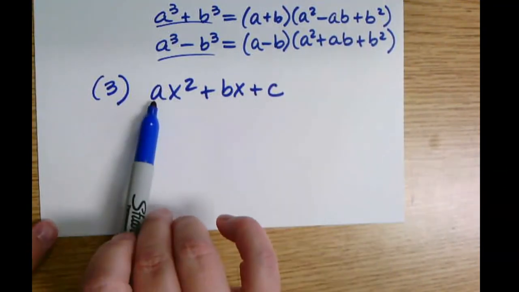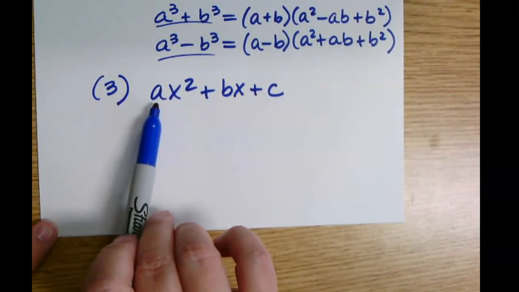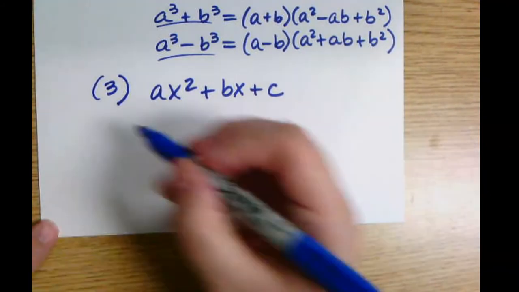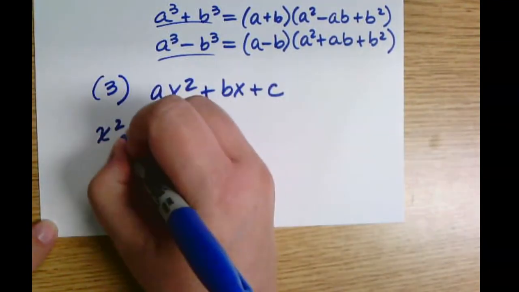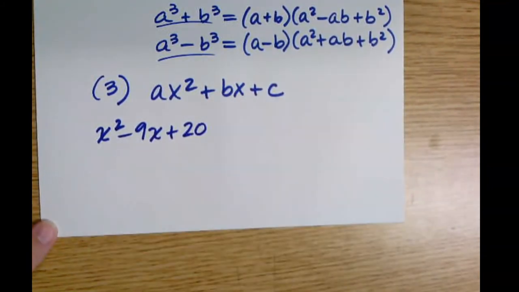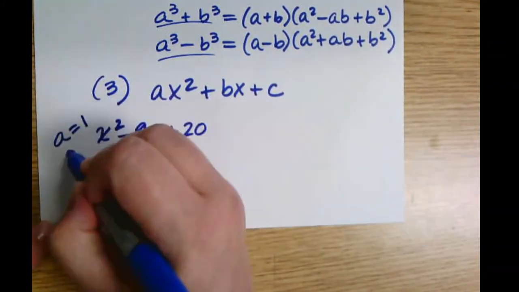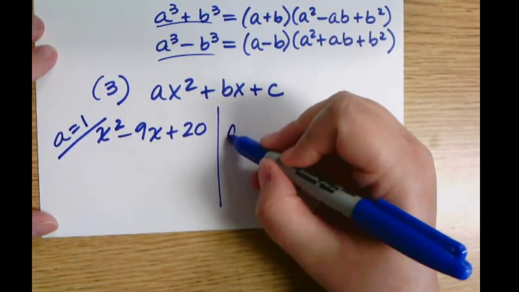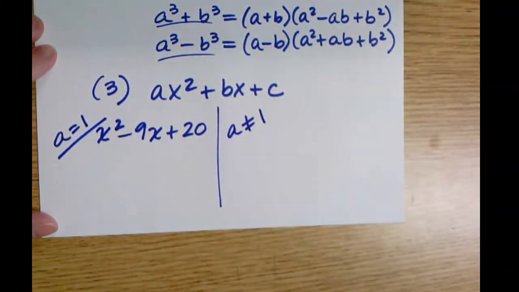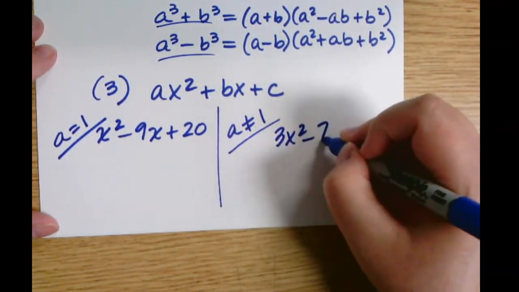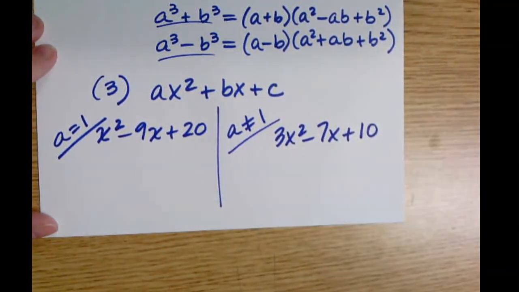Then the question becomes, do we have a leading coefficient or not? In other words, is this first number 1 or is it something else? If it's 1, we don't see anything out there. It just starts with x squared. That's something like x squared minus 9x plus 20. That's when a is 1. The leading coefficient is 1. The other option is a is not 1. That's like if we have 3x squared minus 7x plus 10, something like that.